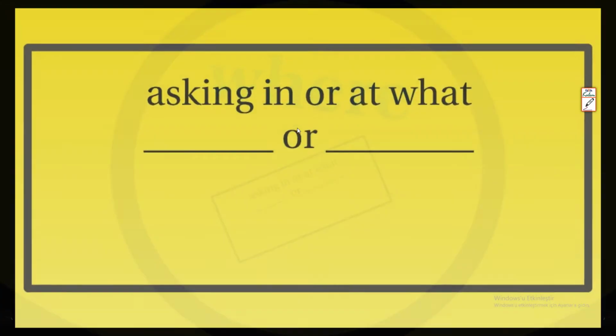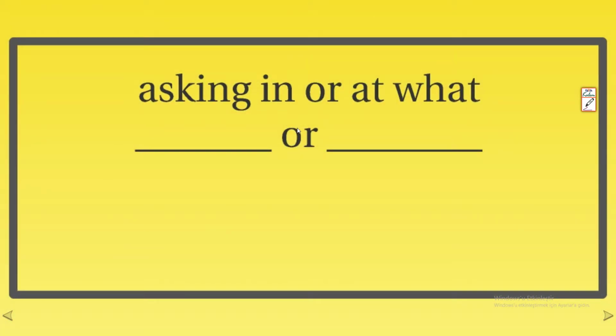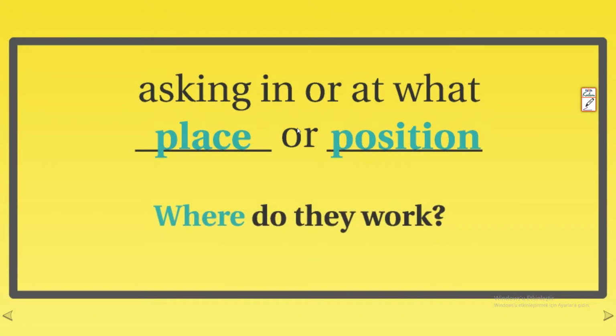Where is asking in or at what? We are asking about place or position, because we have where. For example, where do you live? I live in Istanbul. Where do you work? I work at three high schools. Okay. And where do they work? They work at Fenerbahçe Football Club. Or where do they work? They work as, for example, computer engineers, software.